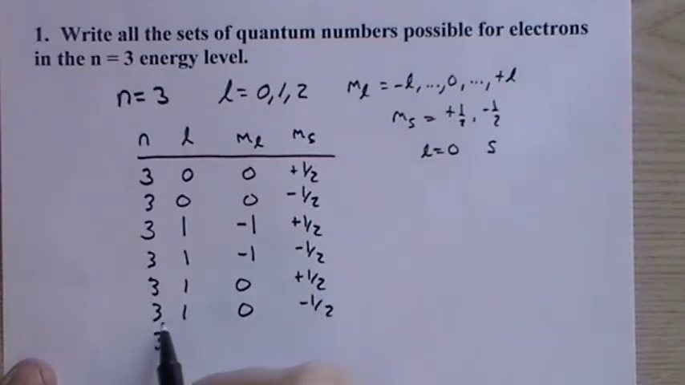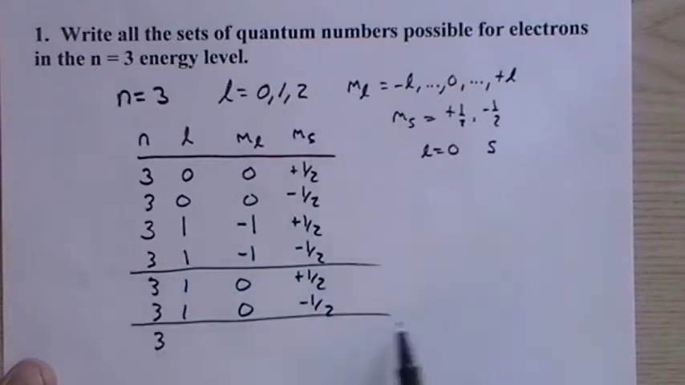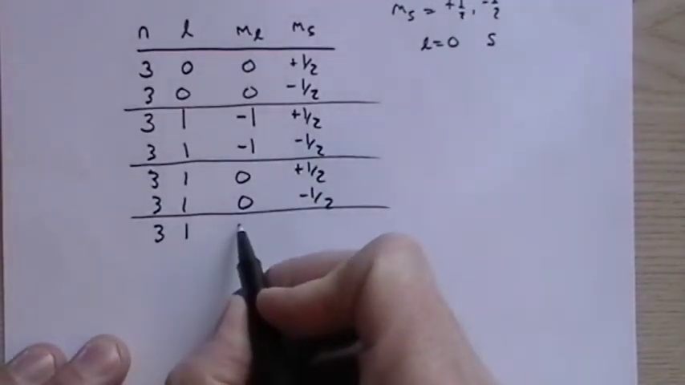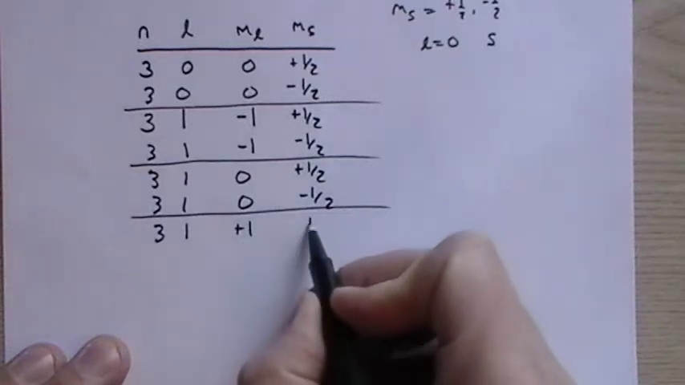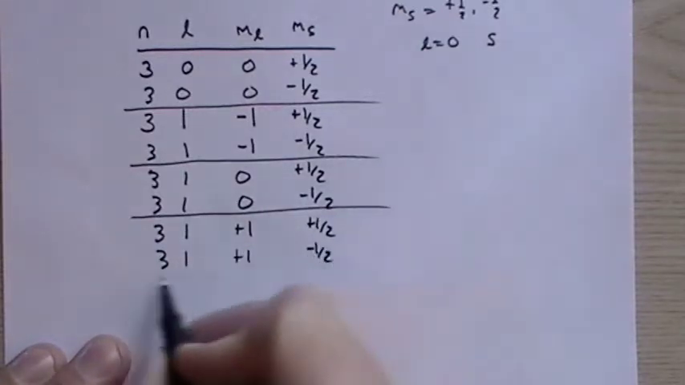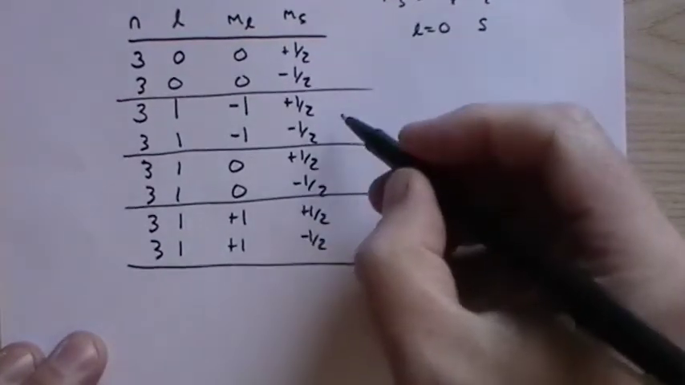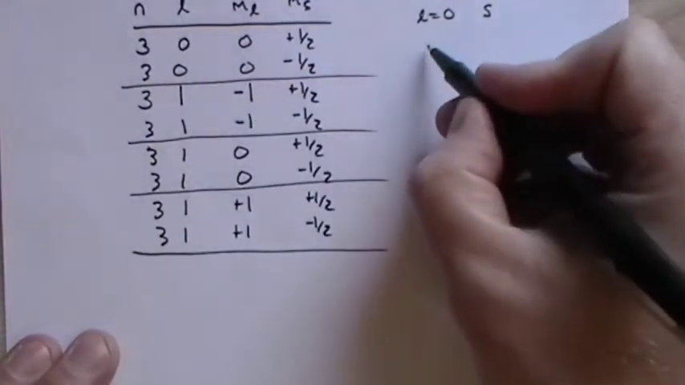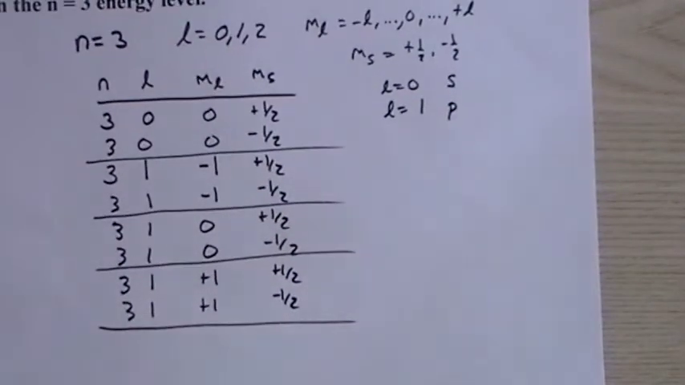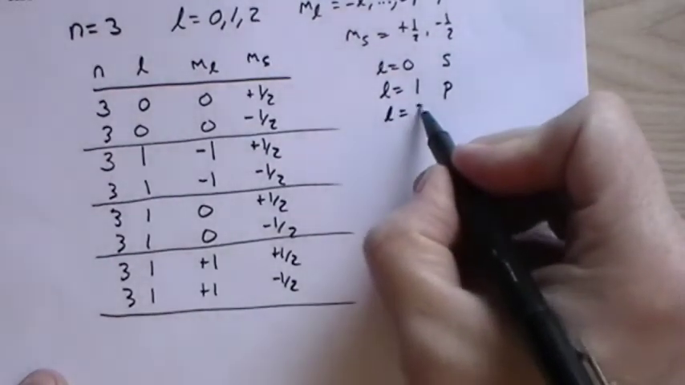3, 1. Okay, so let me just start breaking these up. Then we have 3, 1, plus 1, and 3, 1, plus 1, and negative 1/2. So those are all the ones that we can have when L is equal to 1, and that would be a p orbital.